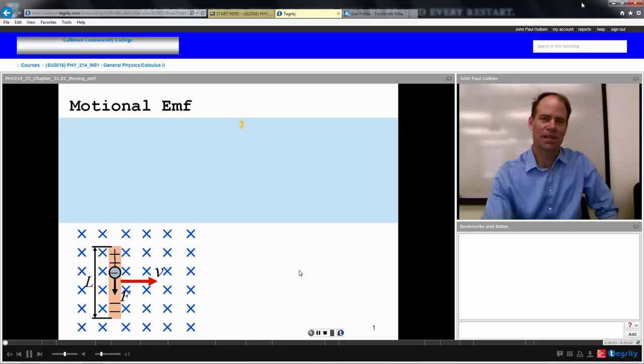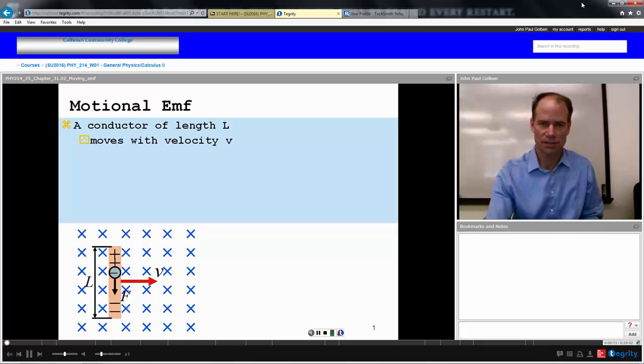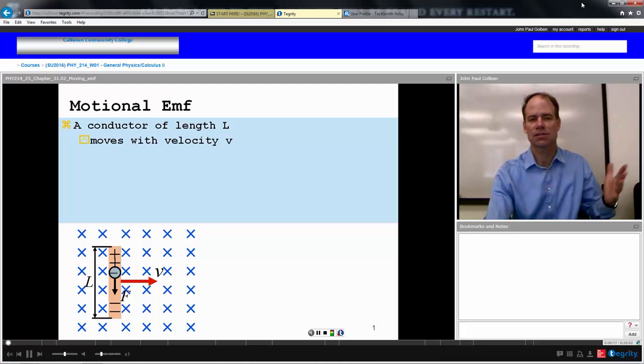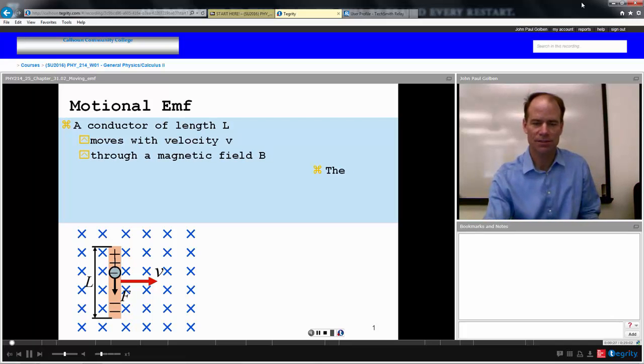Motional EMF. Consider this. Let's say we had a conductor moving through a magnetic field. Now, by definition, a conductor has free electrons, free charges, free to move. And say the conductor is moving at some velocity v, so all the charges on that conductor, all the electrons on that conductor, are moving with a velocity v through a magnetic field B.